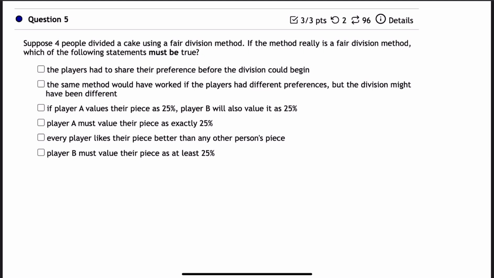So hopefully this helps you with answering this question. And remember that you can click that button to retry. These numbers here help you figure out how many tries you have left and that kind of thing. So hopefully this helps.